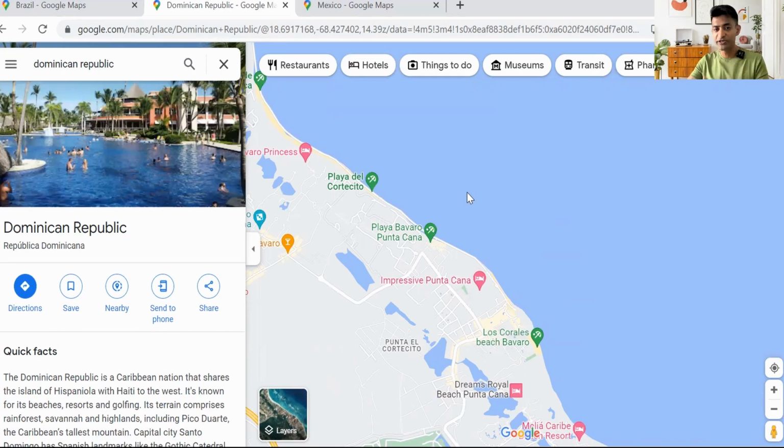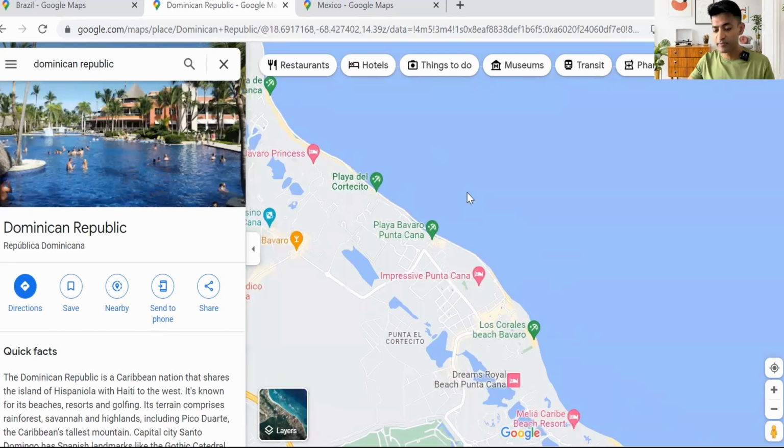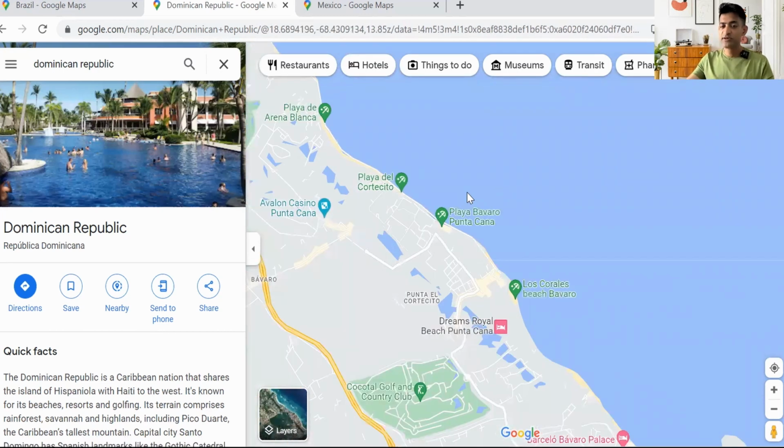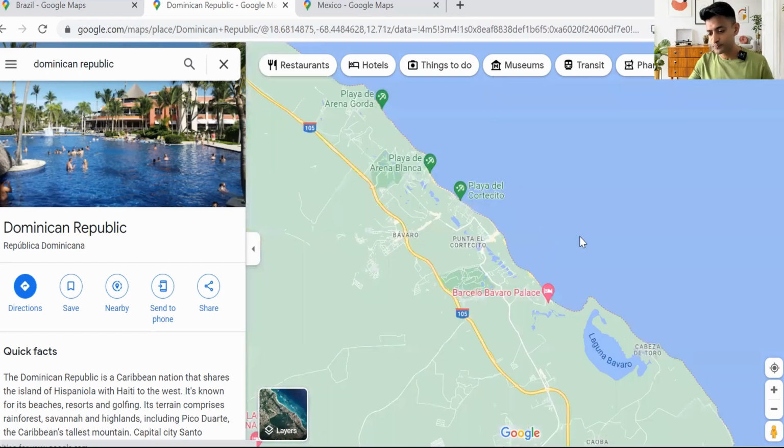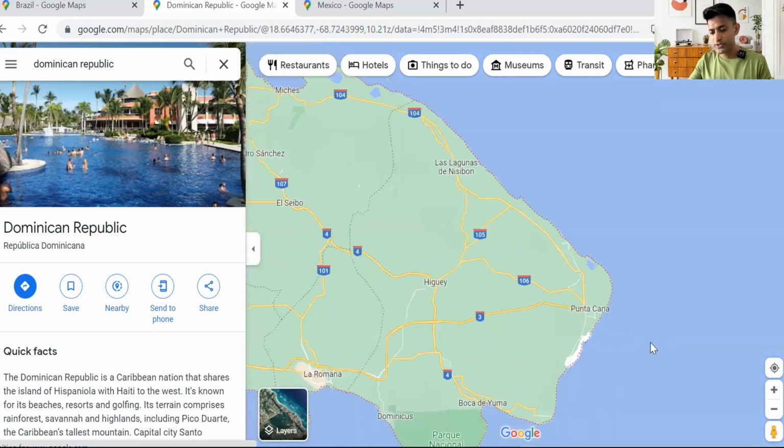A lot of vacationers flock to Dominican Republic because of a couple of things. It is beautiful. It is close to the US. It has the direct flights. So really, you can't go wrong with this option. So that's the option of Dominican Republic.